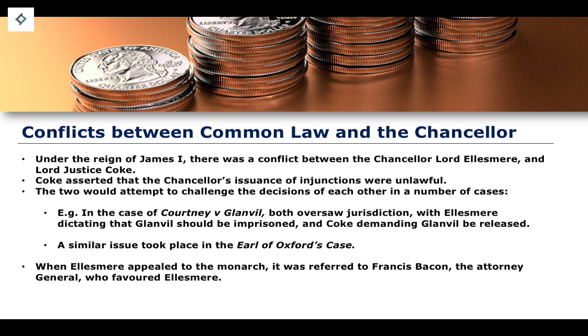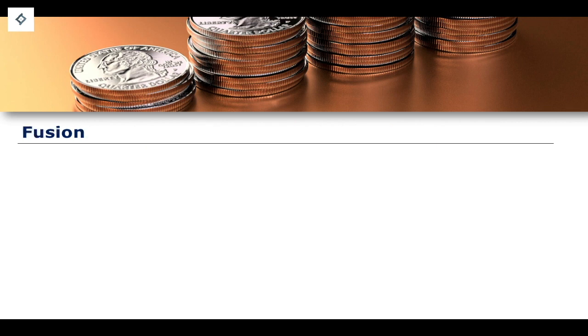This dispute was then referred by James I to the Attorney General, who was Francis Bacon, and Francis Bacon favoured Lord Ellesmere's approach, essentially asserting in this regard the authority of the Court of Chancery over the common law, which is quite interesting. And then we can take our time to then come to the fusion of the Court of Chancery and the common law jurisdiction.